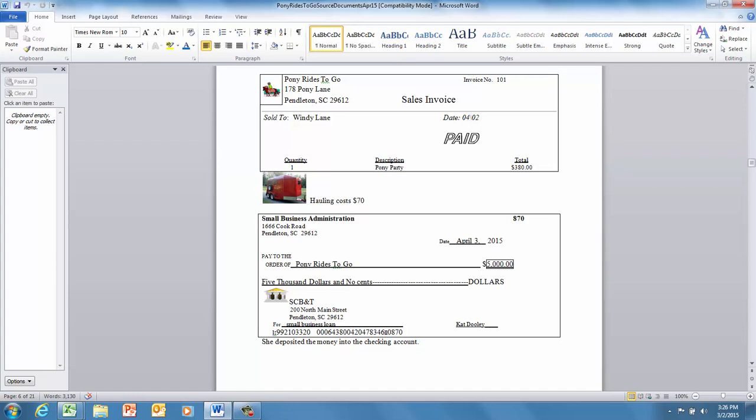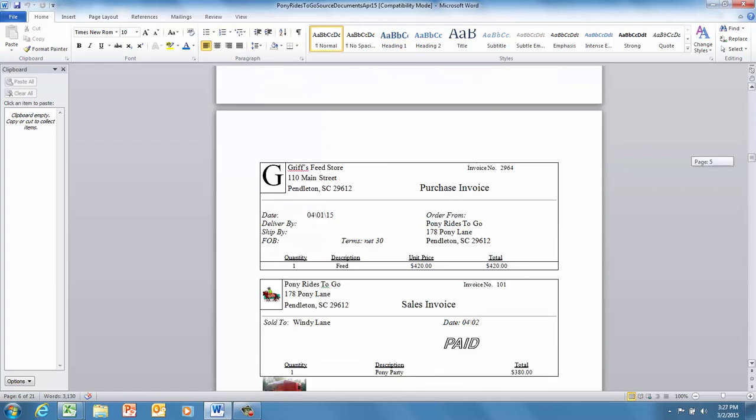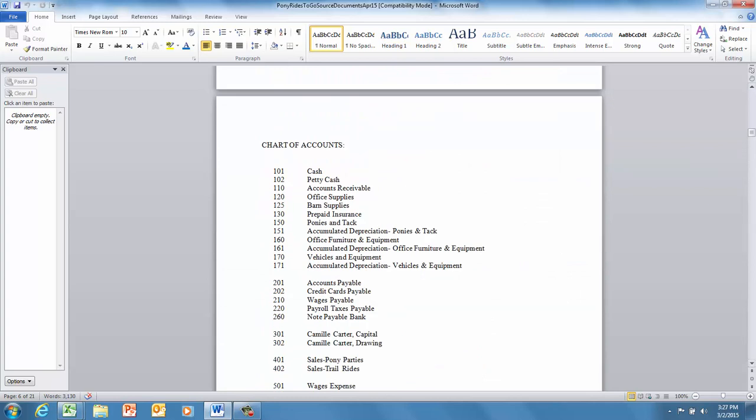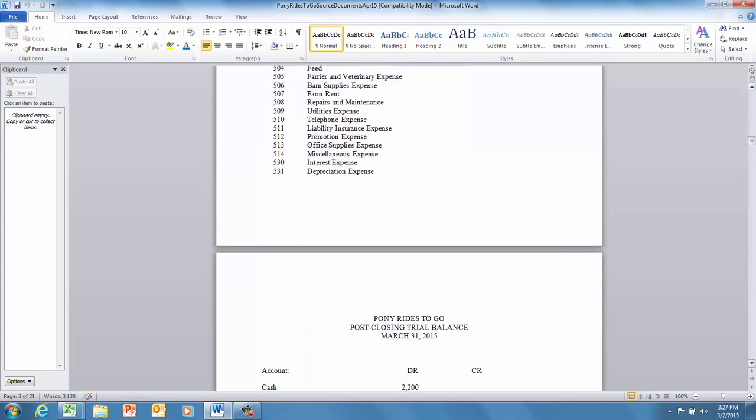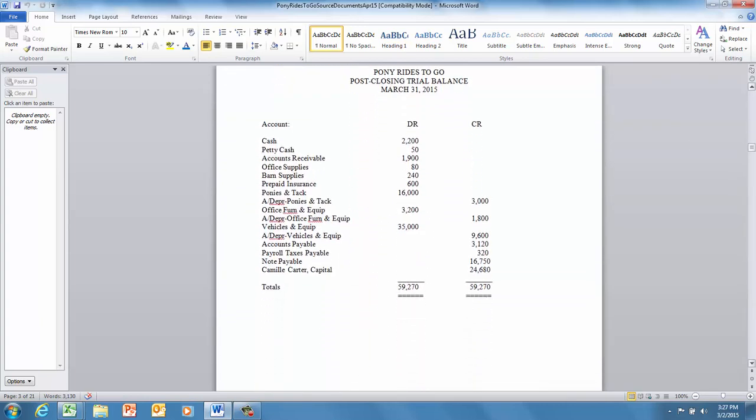The next transaction shows you where we got a small business loan from the Small Business Administration. So we received $5,000, but because it's a loan, that means we're going to have to pay it back. Okay, and so here we're receiving cash, we'll debit cash. We owe out to the Small Business Administration, which is like a bank, and so here is note payable bank, and that will be the liability account that we increase or credit for this particular transaction.